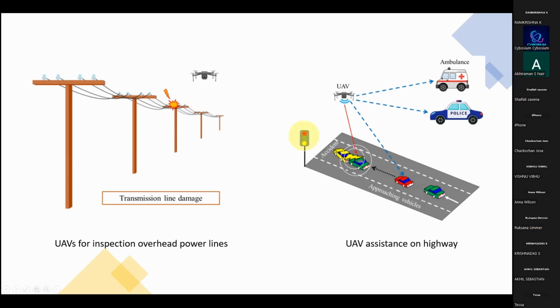Then the other one is UAV assistance on highways. If an accident happens, the UAV can directly take the location. First of all, it has its own technology to detect that an accident has happened, so nobody has to come and inform that an accident is there. It can detect, take the image, and send it to the ambulance and police, along with the latitude and longitude of the place, and then police and ambulance can quickly respond, come to the place and help the needy.